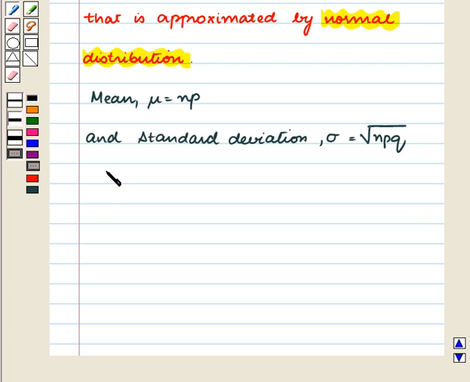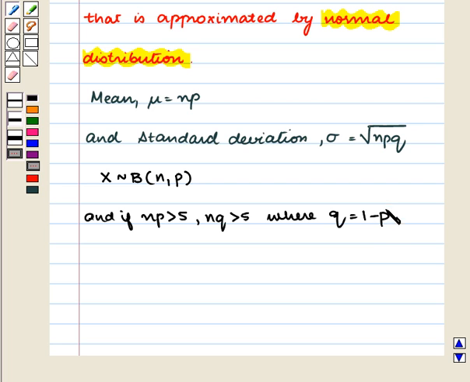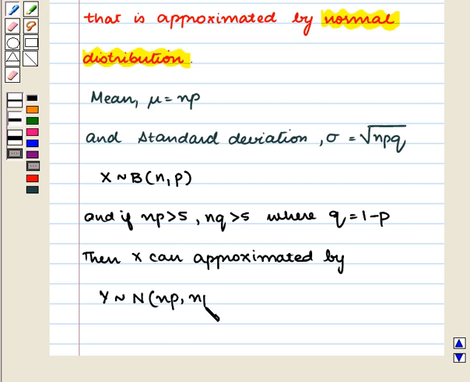So we can summarize: if random variable X follows binomial distribution with parameters n and p, and if np is greater than 5 and nq is greater than 5, where q is equal to 1 minus p, then X can be approximated by a random variable Y following normal distribution with mean np and variance npq.